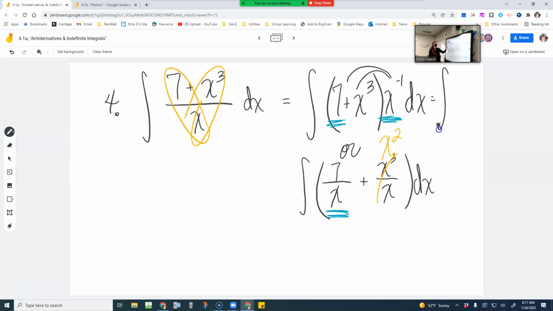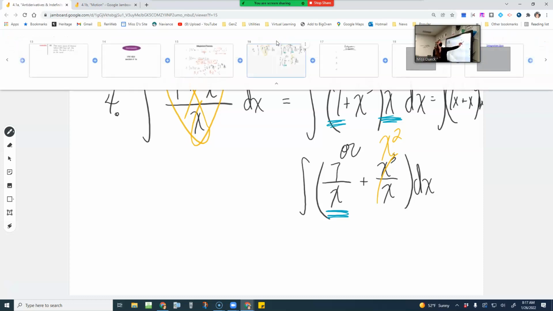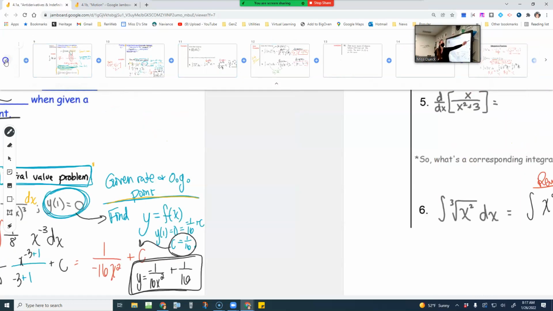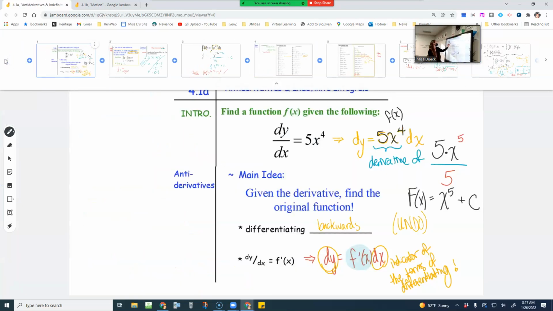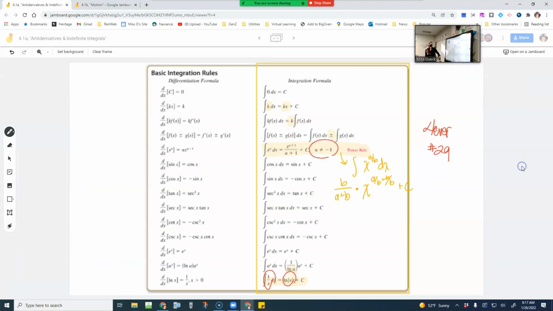It's going to get small. Woohoo! 7x to the negative 1 plus x squared. What rules would you use? Power rule, yeah, make it x to the 3 over 3 and make it x to the 0 over 0. This is the exception to the power rule at the very beginning of all of these formulas, which some of you guys can see on the screen and some of you might not be able to. There is an exception to the power rule.